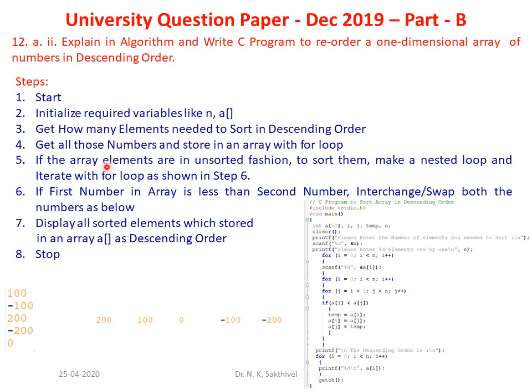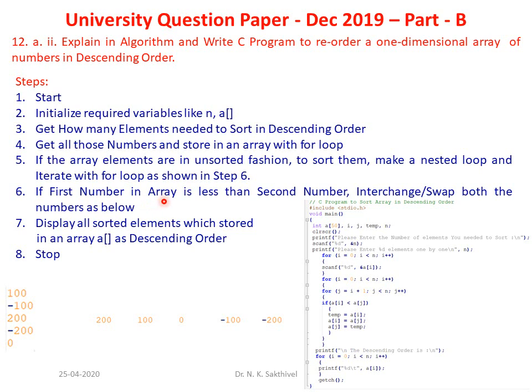Then the array elements may be in unsorted fashion. Obviously the user data may be sorted, but most of the time it is unsorted. So we wanted to sort. For this purpose we need to use a nested loop, and each loop wants to iterate, as in the sixth step. That means after collecting all the values, then after that I wanted to compare. See, in the sixth step I explained this.